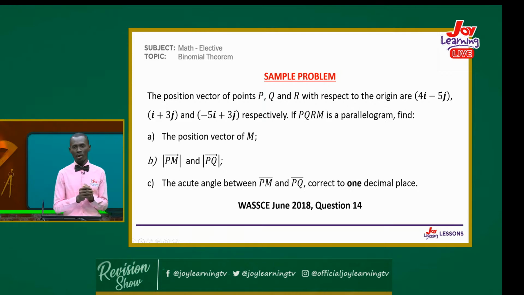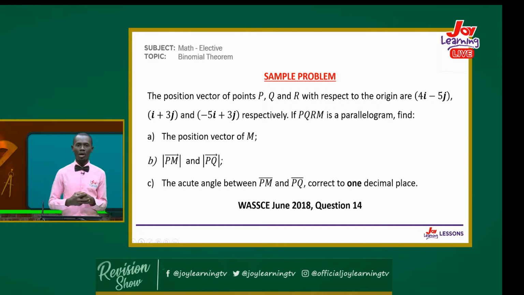In paper 1, which is the multiple choice section, of the 40 questions there, you would have 6 questions from this particular group of topics, vectors and mechanics.